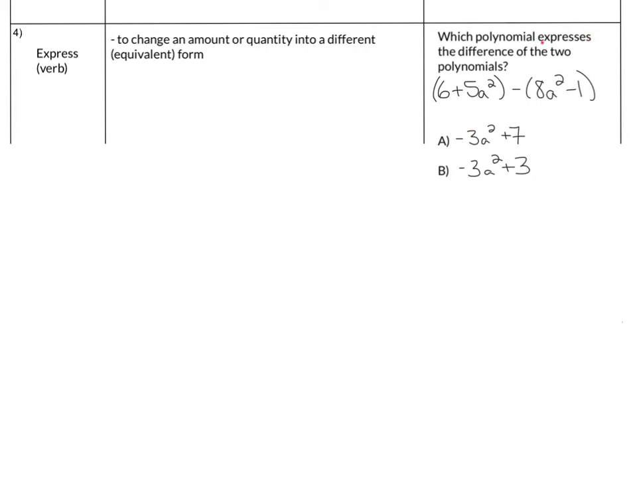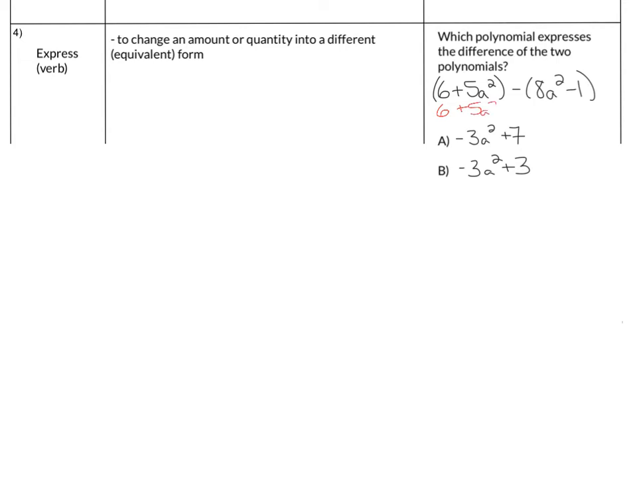So basically, this expression means: which one of these choices is equivalent to this one? So let's go through it. I'm going to use a different color to do my work. And if I think about this, the 6 plus 5a squared is going to stay the same.